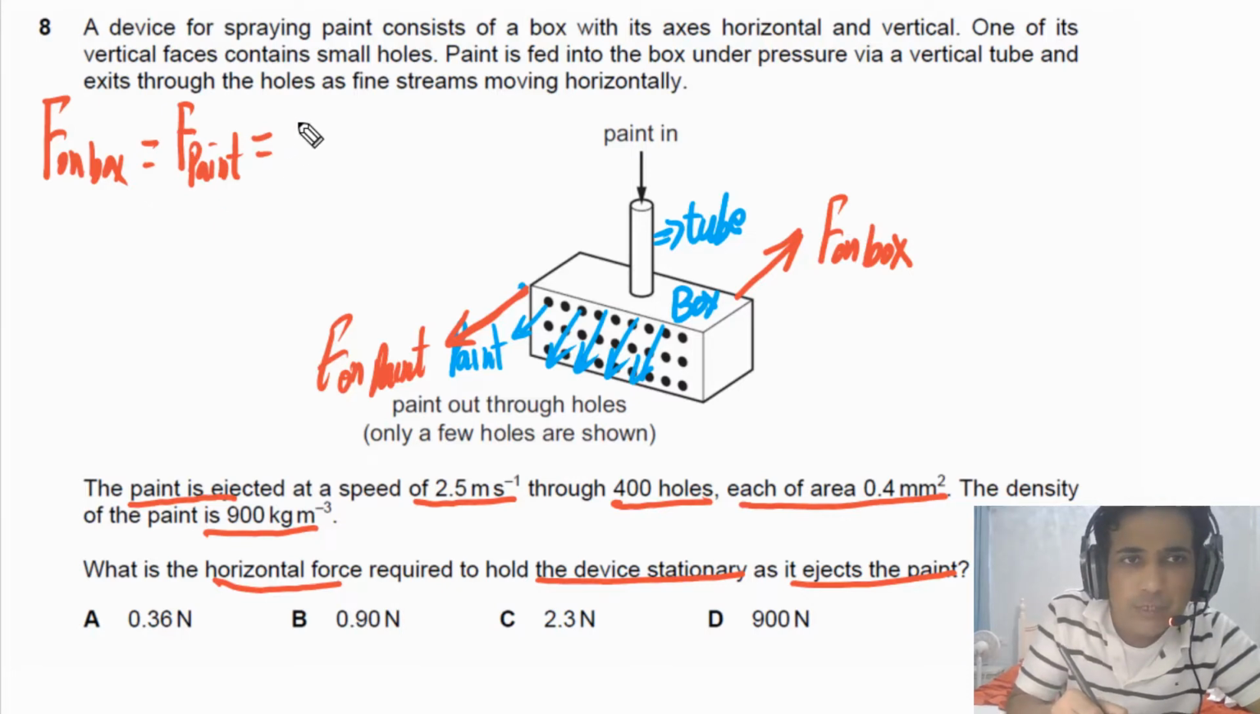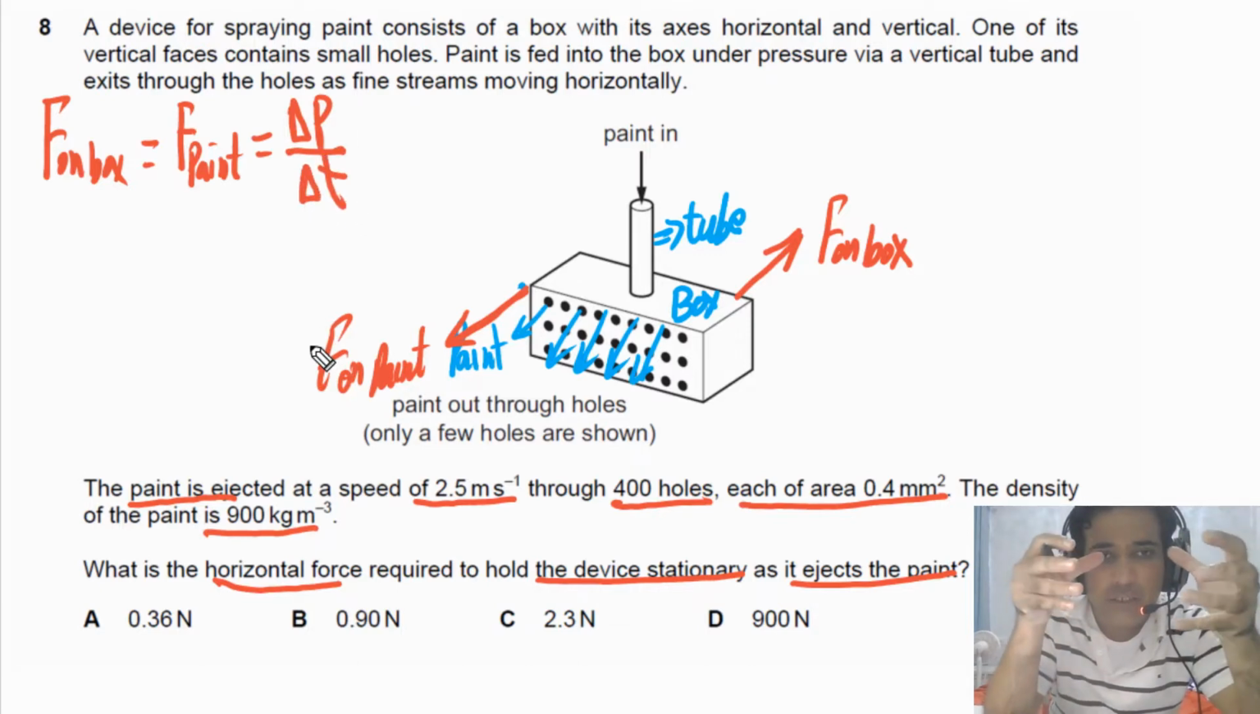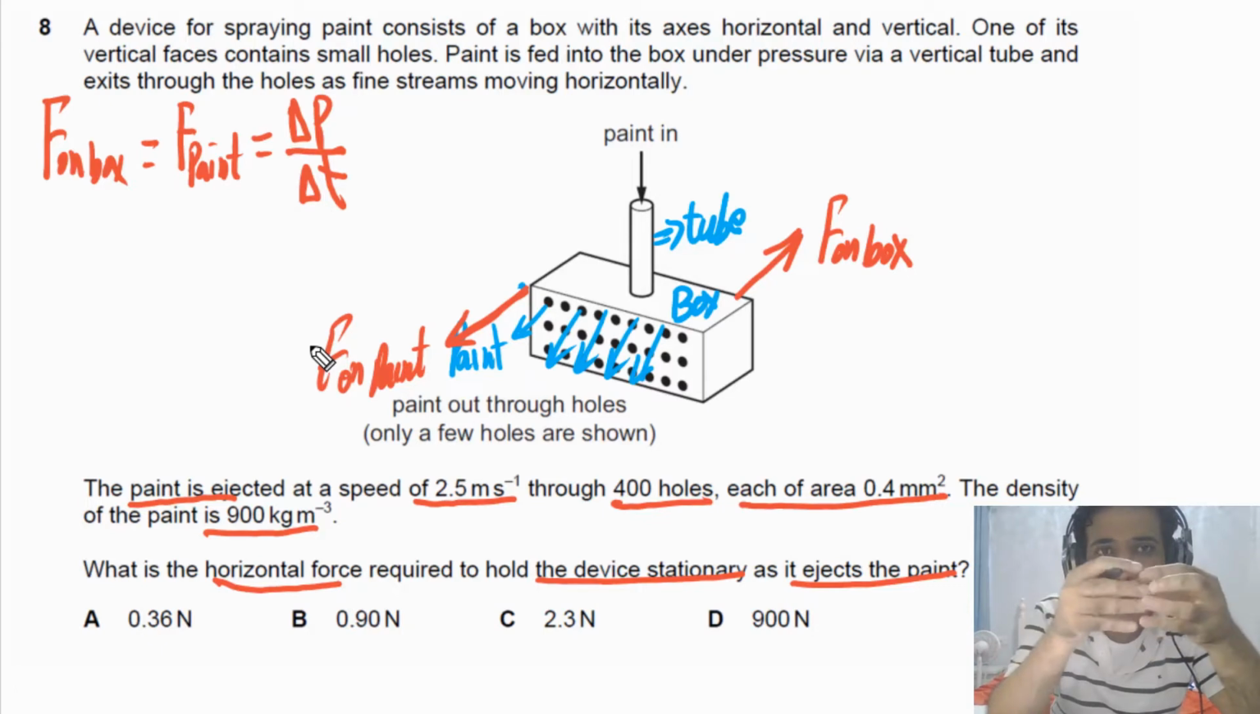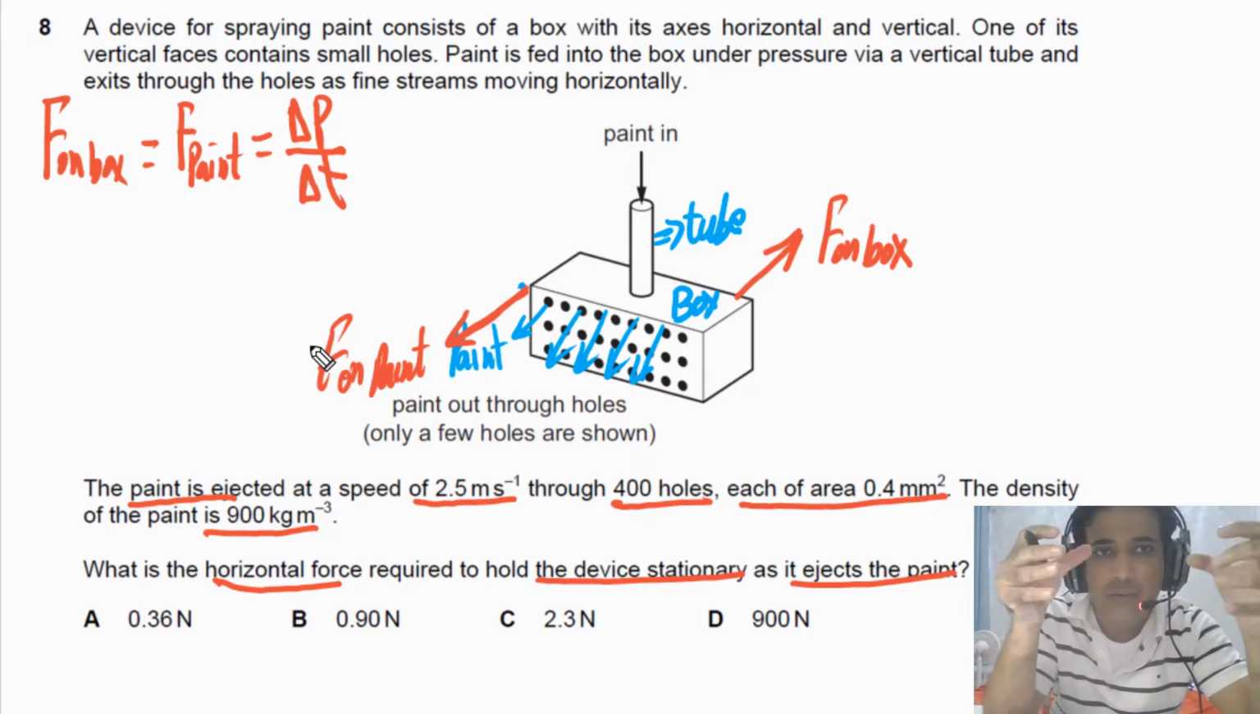Force on paint is simply equal to change in momentum. So this is the net force on the paint. That is equal to delta P over delta T. In this case, the initial momentum along horizontal was 0. So the final momentum along horizontal also has to be 0. So that's the reason these two forces are equal.